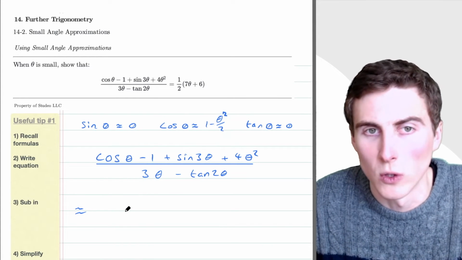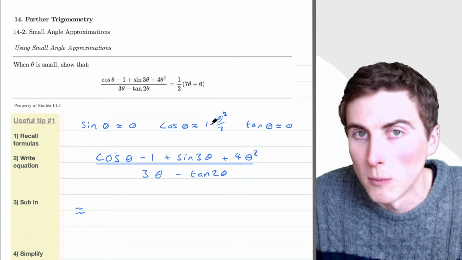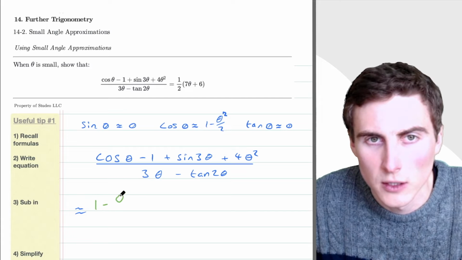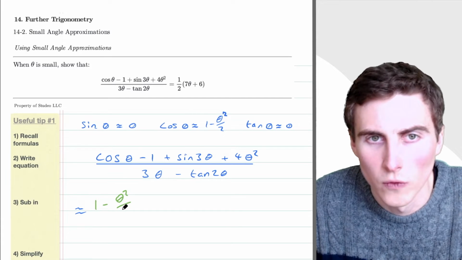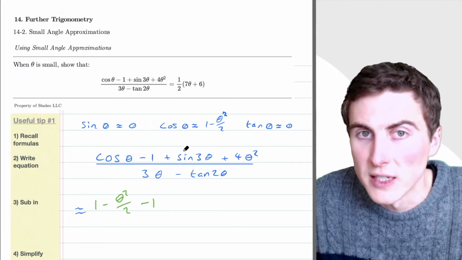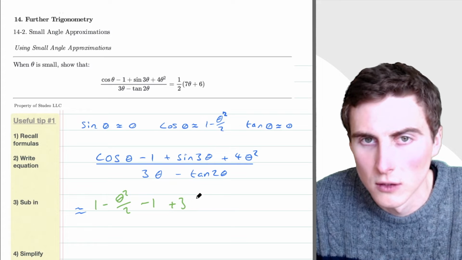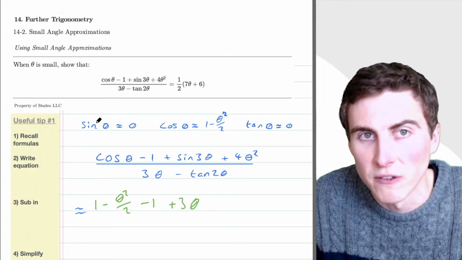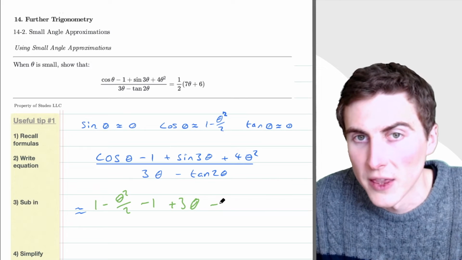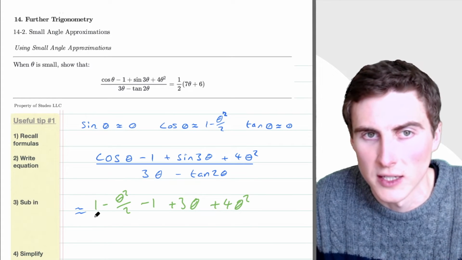So to get started for this one, instead of writing cos theta, I'm going to write 1 minus theta squared over 2. Then I still keep this minus 1. Instead of sine 3 theta, I'm just going to put plus 3 theta. Because remember from this, if this was a 3 theta here, this would be a 3 theta as well. And then the 4 theta squared I don't need to change because that's not a trig function, so it can stay as it is.